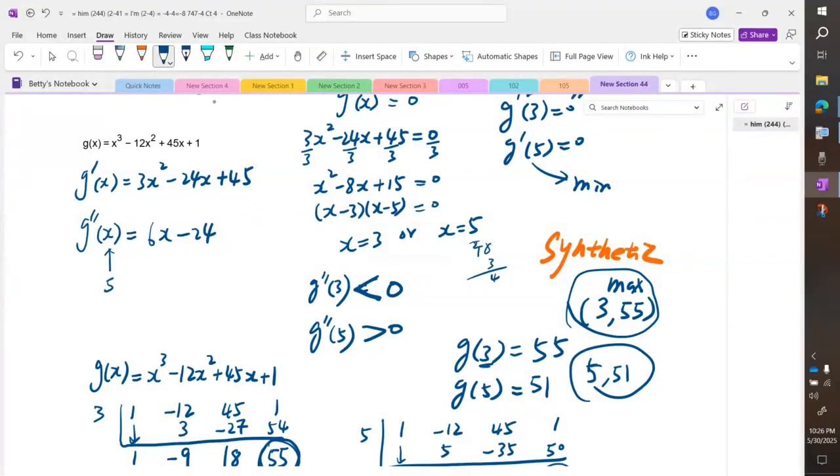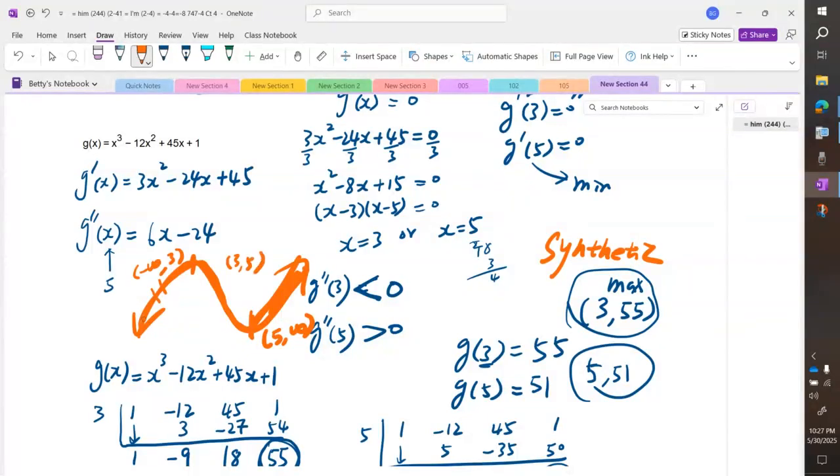maximum at 3. That means it reaches maximum first, and then minimum. This is a 3, maximum, this is a 5. After 3 is a minimum. So it's going to be something like that, the curve. So the interval that the function is increasing is negative infinity to 3 and 5 to positive infinity. The interval over which the function is decreasing is 3 to 5. Okay?